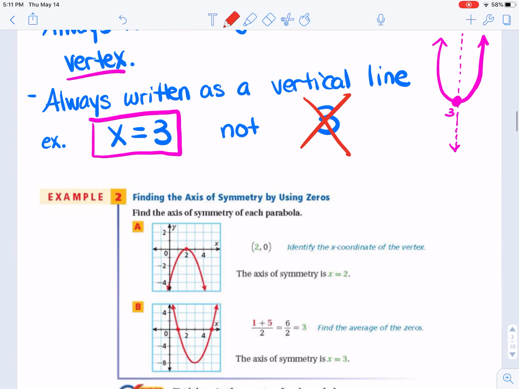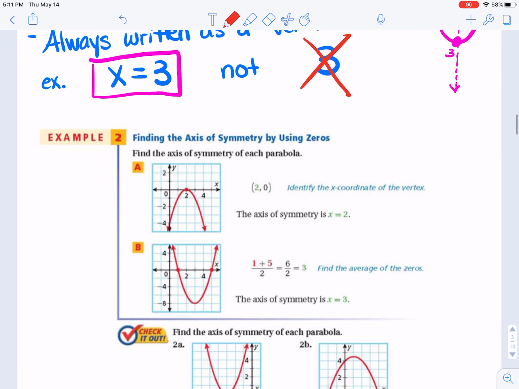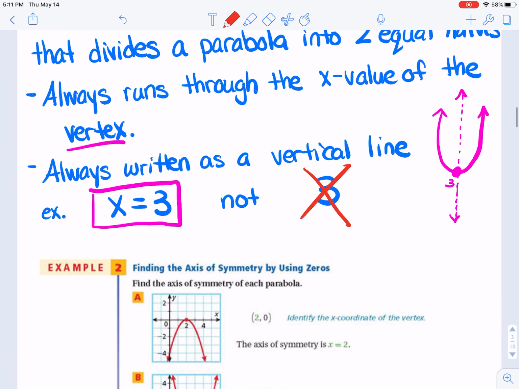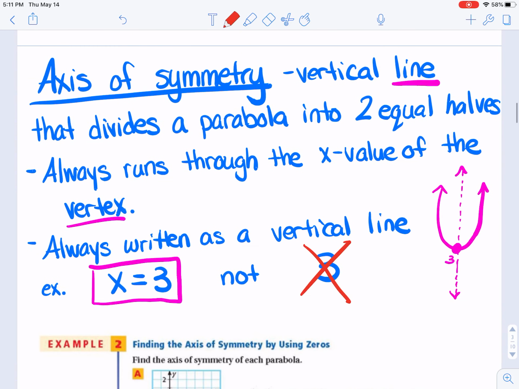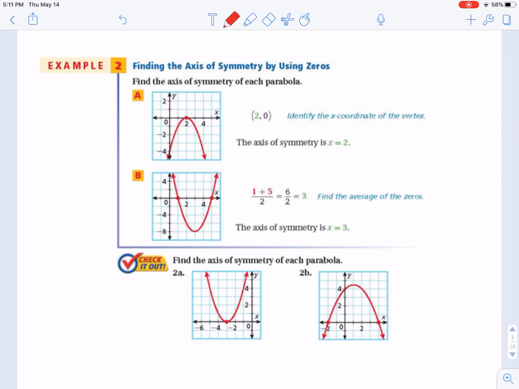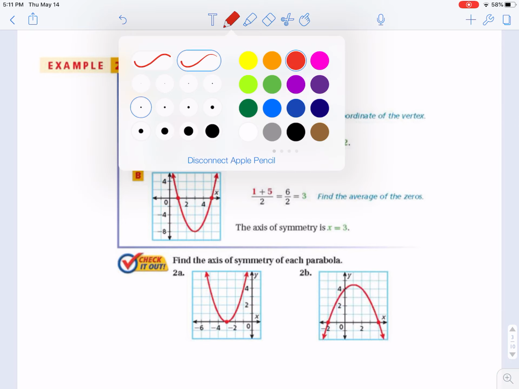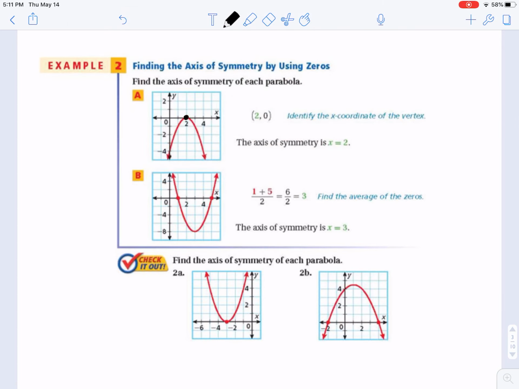All right, so once again, graphs are given to me. When graphs are given to me, it makes it very easy to find the axis of symmetry. You're going to locate the vertex, which is what we did last section. So when I locate my vertex in this first graph, right here, my vertex is at 2, 0. So I'm just going to use the x value. The x value is 2. So therefore, my axis of symmetry is x equals 2.